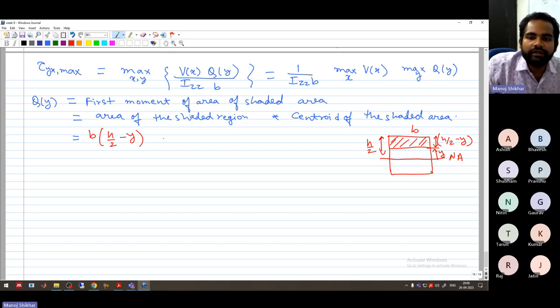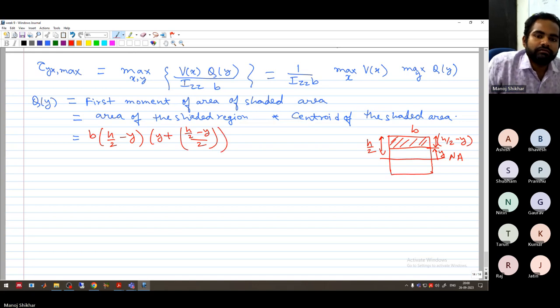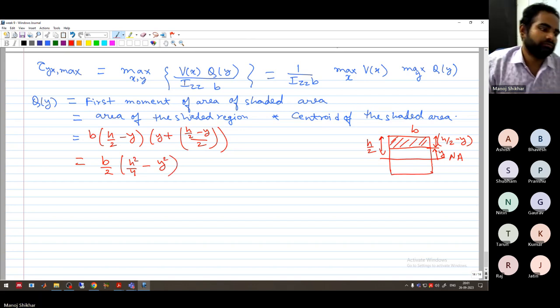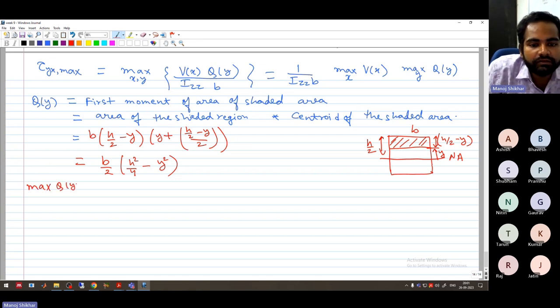And the centroid will be where? At y plus h by 2 minus y by 2. So this will be the centroid. So the final form will be b by 2 into h square upon 4 minus y square. So this is Q.